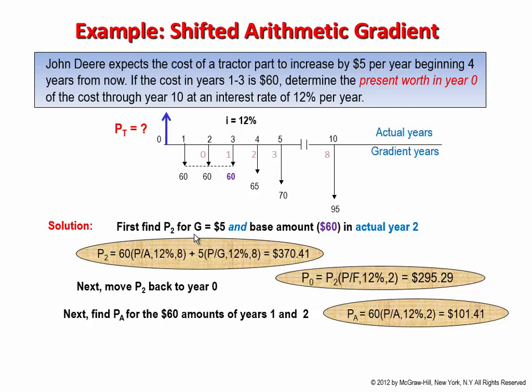There's more than one right way to do these. I could have taken the entire annual series all at once to year 0, and then just moved only the gradient to year 2. This is illustrating that you could combine the annual series and the gradient, moving it to year 2, and then moving them combined to year 0. So there's not just one right solution for these.